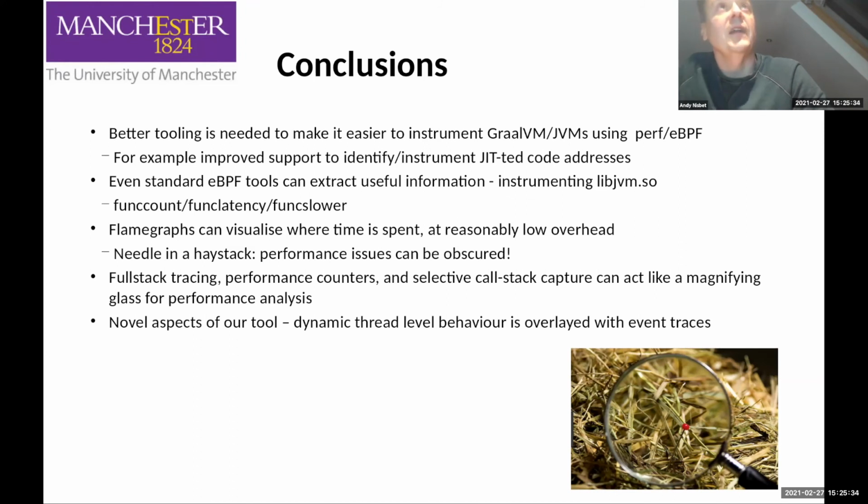how we can visualize difficult performance issues. Okay, so performance issues can be obscured in a flame graph. We've tried to highlight that full stack tracing, performance counters, and selective call stack capture can act like a magnifying glass for identifying performance problems. And I'd like to summarize that the novel aspect of our tool is that we do dynamic thread level behavior that's overlaid with event traces.